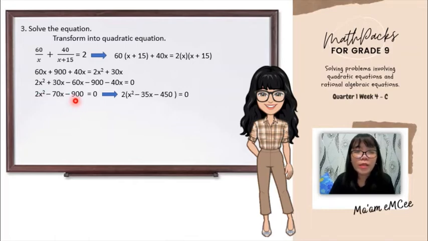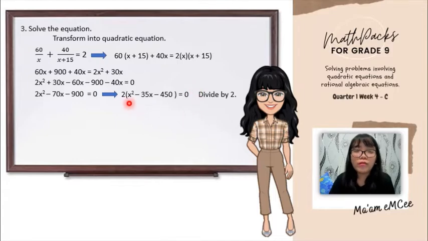So, kung i-factor out ta si 2, what will happen to 2x squared? So, we divide 2x squared by 2, and that is equal to x squared. We divide negative 70x by 2, and that is equal to negative 35x. And we divided negative 900 by 2, and that is equal to negative 450. So we have factored out 2 because we will be getting rid of that 2. So we need to divide both sides of the equation by 2.